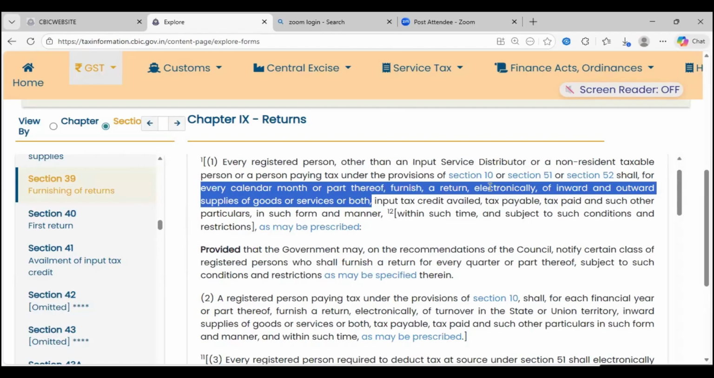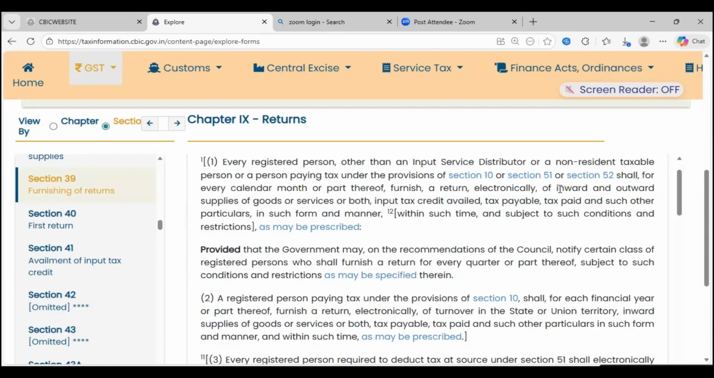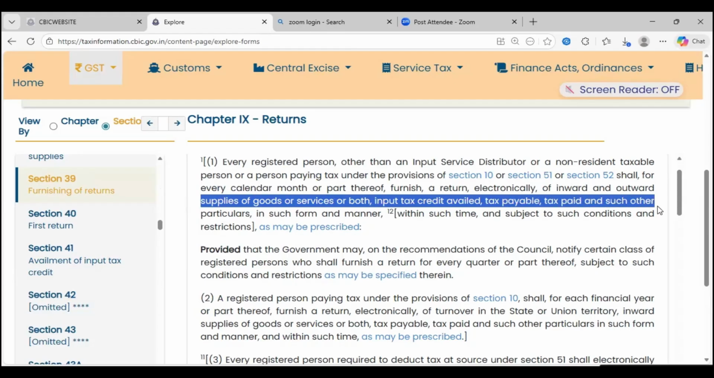They furnish a return electronically of inward and outward supply of goods and services or both. They say this return will consist of data which is called inward. Inward is your purchases. Outward is your sales. Purchases and sales of goods or services or both. Input tax availed, tax payable, tax paid, and such other particulars. Tomorrow when we see the return, you'll get more clarity, such other particulars.